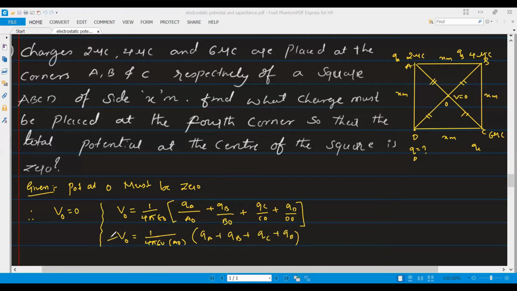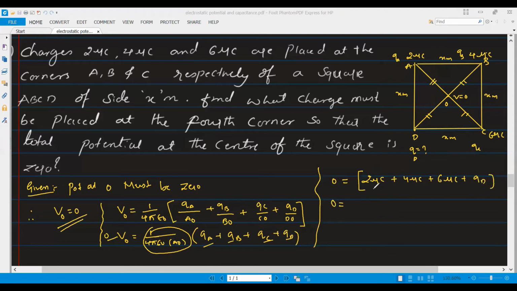It is already given that at the center the potential is 0. So putting 0, we can write 0 is equal to the whole term 1 upon 4 pi epsilon naught AO times the sum. Taking that whole term to this side, it becomes 0. What remains is QA plus QB plus QC plus QD is equal to 0. Putting the values, 2 microcoulomb plus 4 microcoulomb plus 6 microcoulomb plus QD. If you add all this, 2 plus 4 plus 6 is 12 microcoulomb plus QD. Taking this to the other side, QD will be equal to minus 12 microcoulomb. So this is our final answer. The value of charge at D should be minus 12 microcoulomb to make the potential at O 0.